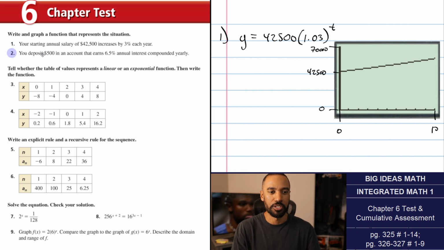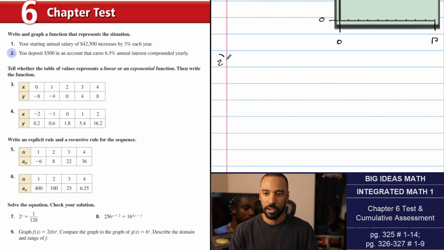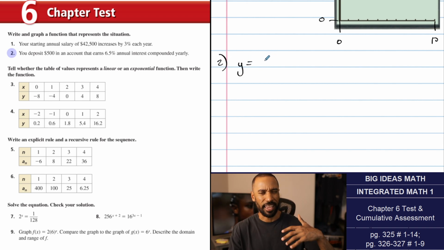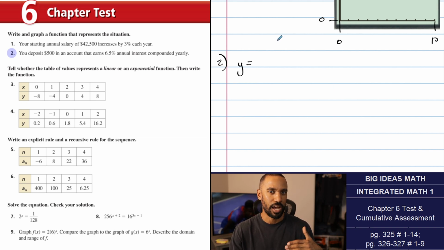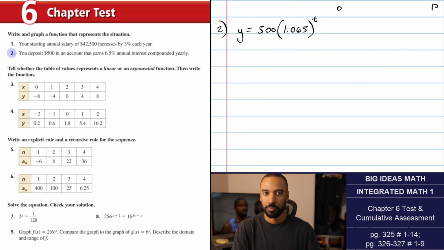You deposit $500 in an account that earns 6.5% annual interest compounded yearly. So compounded yearly means there's no change in what we do on that n. N would be 1 in this case. It's not like compounded quarterly would be 4, monthly would be 12. So 500 is the initial amount. 6.5% is an addition of 0.065 to 1. And again, we're compounding yearly, so this is still to the t power as a function like that one as well. I'll use the graphing calculator for that one as well. So this one, $500, that's our y-intercept this time.